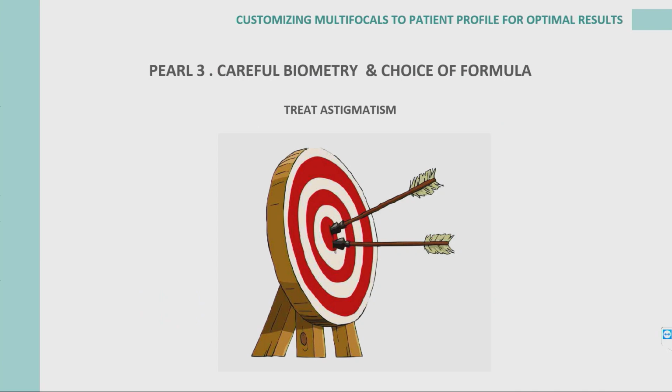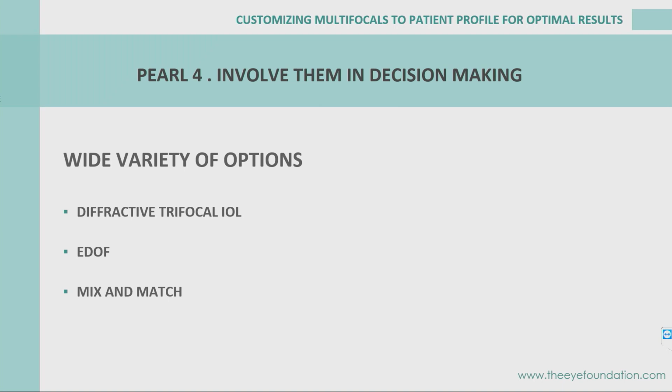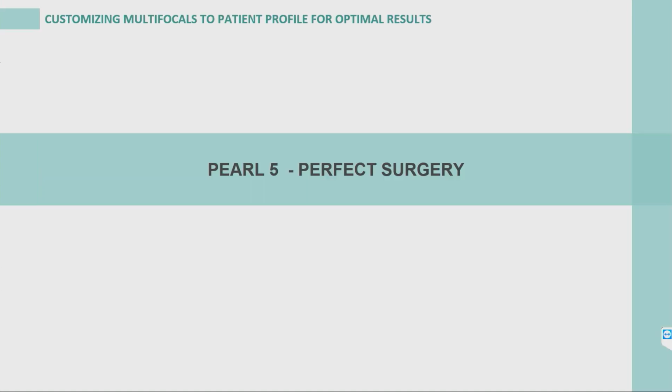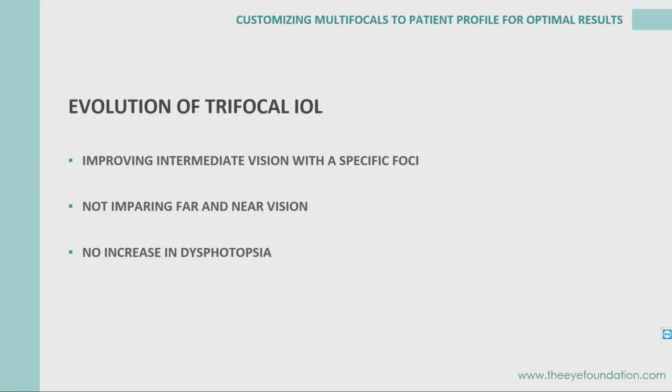You need to promise yourself that you need to treat the astigmatism when you're doing a multifocal lens, because it is not forgiving at all. So then you have a diffractive trifocal, an EDOF, or a mix and match. Of course, you have to do a perfect surgery. There's no second thoughts.